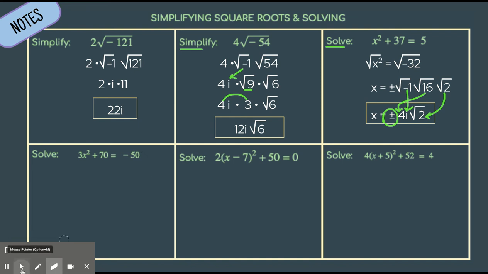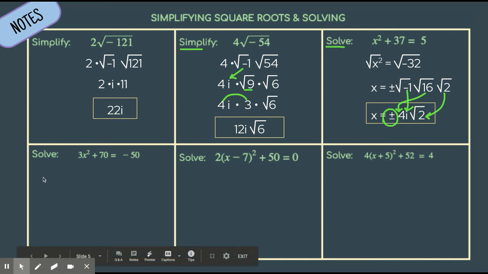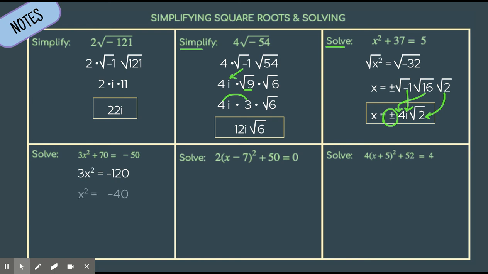Okay, and then I'm going to keep moving on to the next one. I think it makes more sense the more you see, so I'm going to keep explaining more of them. Over here, we need to get x squared by itself. We want to subtract the 70 first, which makes negative 120. Negative 50 minus 70 is negative 120. Then I'm going to divide by this 3. Negative 120 divided by 3 is negative 40.